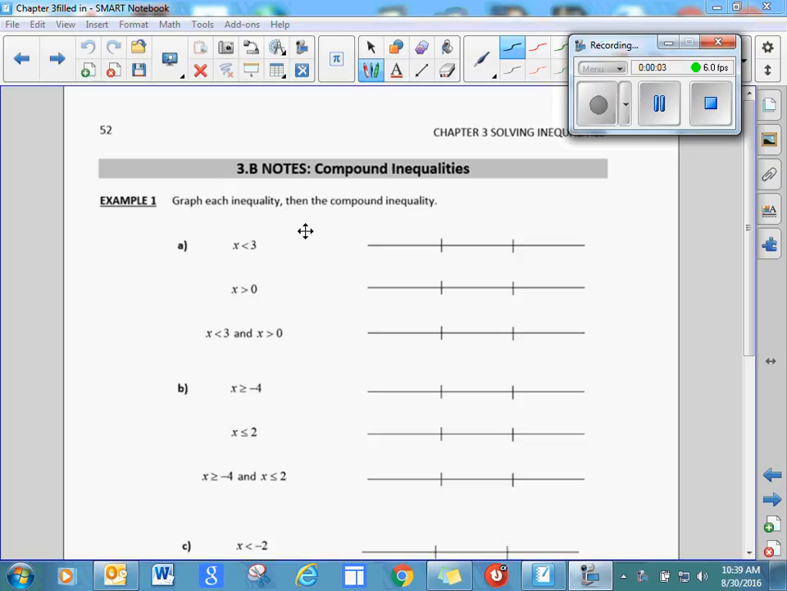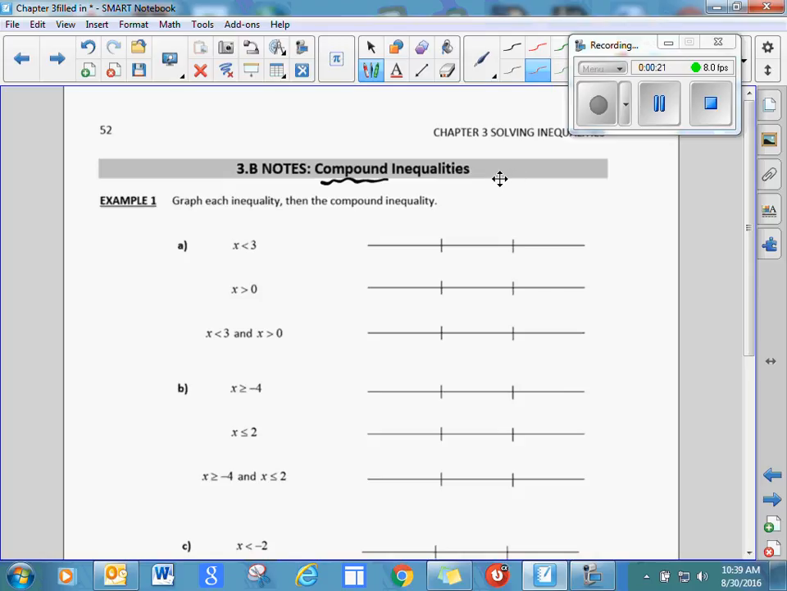Welcome to the video on inequalities continued. We're adding a different kind of inequality in the next couple videos, and these are called compound inequalities. You can see the word right there, compound inequalities. And these are inequalities that have more than one condition.